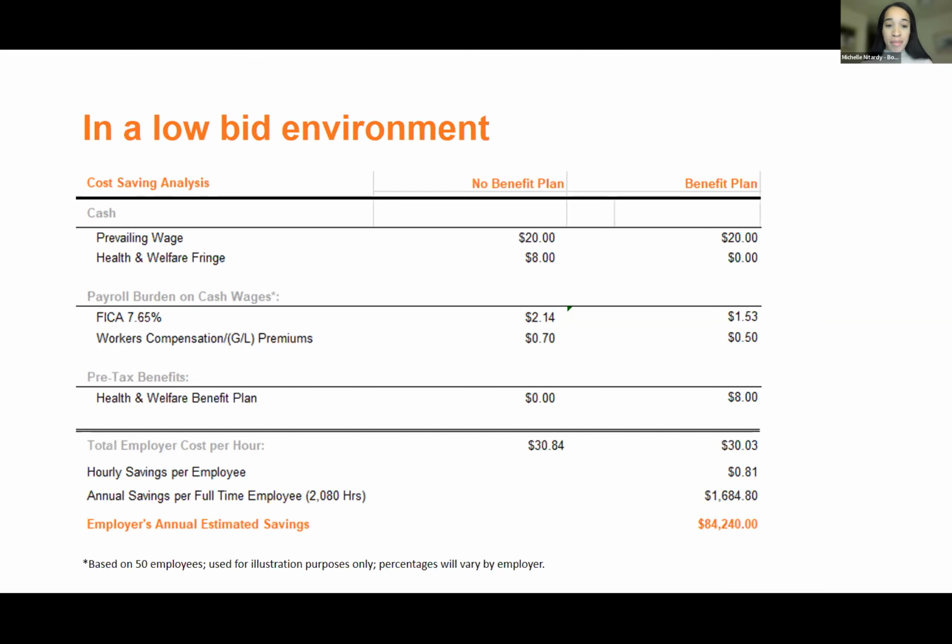And if you have a full-time employee, you're saving about $1,684 a year. And if you're a company that has 50 employees, then that cost savings would be $84,000 a year that you would otherwise be paying out for taxes if you're paying these fringe dollars into payroll versus benefits. So that just kind of puts things into perspective there. And next slide.